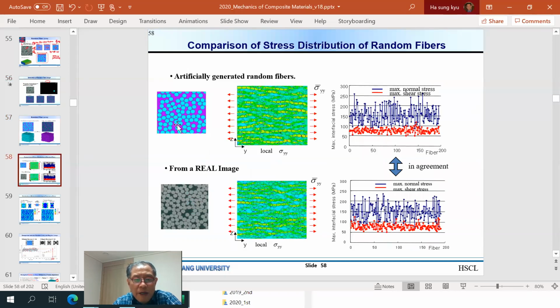So again, the main purpose of studying this random fiber is to see how accurate these random fibers are compared to real fibers. This is the real fiber arrangement, and then we generate the mesh, and this is the artificially generated random fiber numerically. Then we apply the same load and see how these are related.